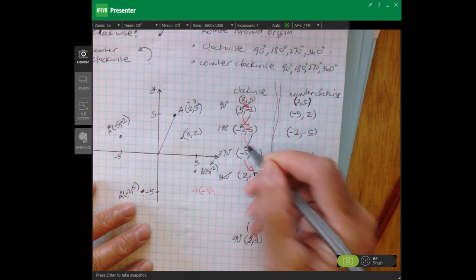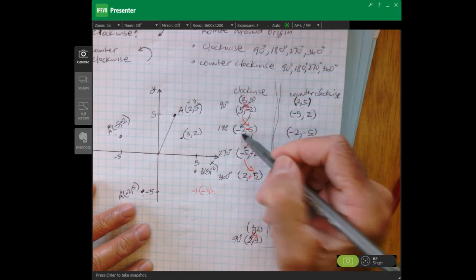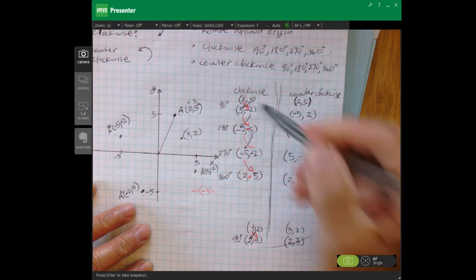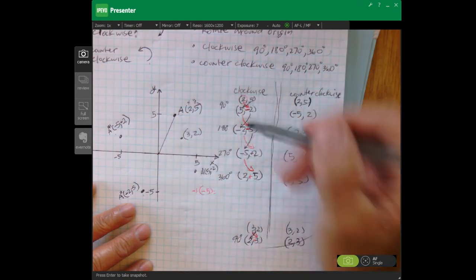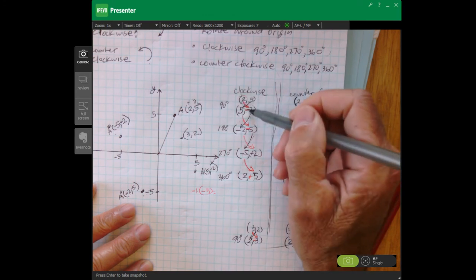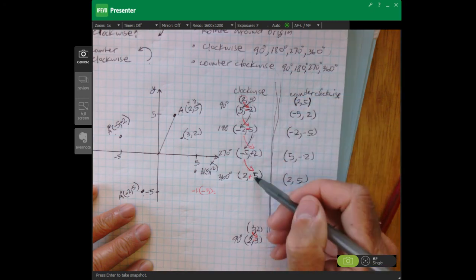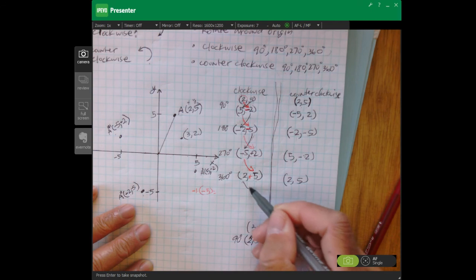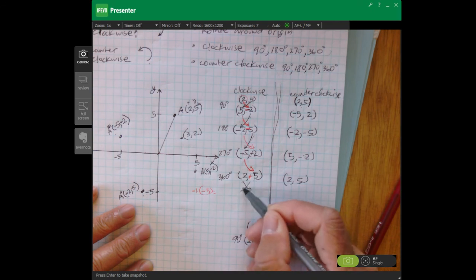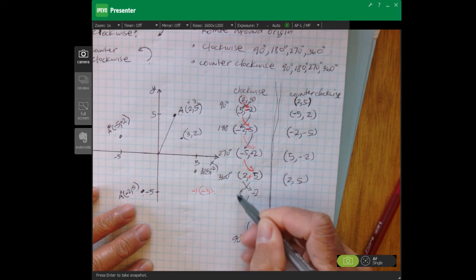Negative 5. See, so when we're going clockwise, this one doesn't change. So we're going to switch the numbers, and we're going to change this sign right here. Whatever it was here, it gets changed. So 2 to negative 2, 5 to negative 5, negative 5 to positive 5. The next one, if we went again, this would be a negative 2, and that would be a positive 5.